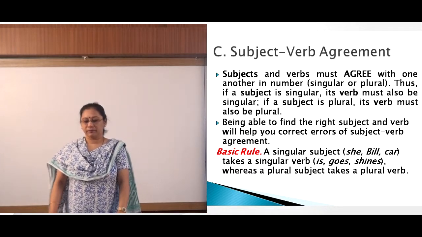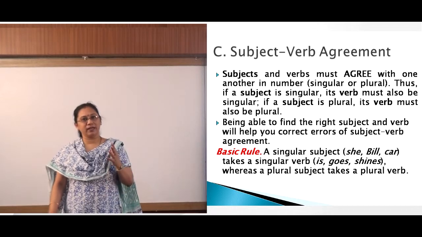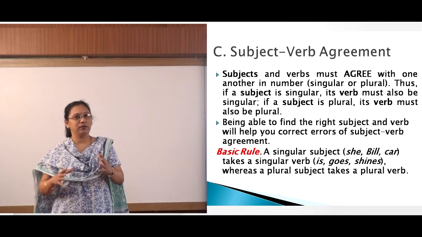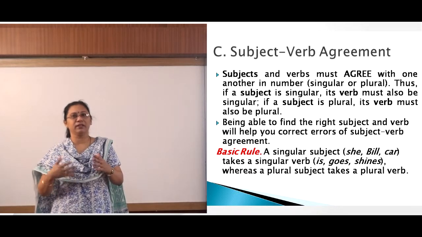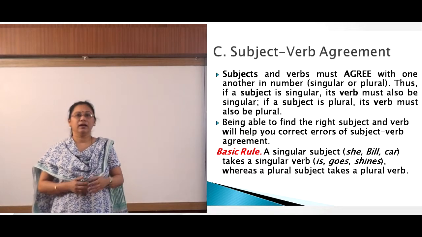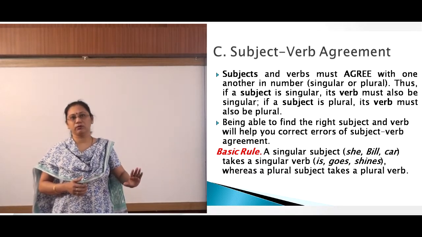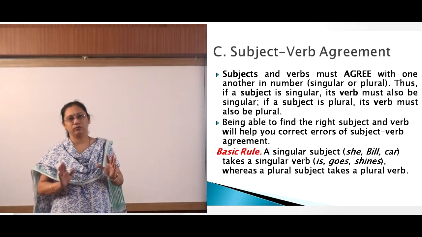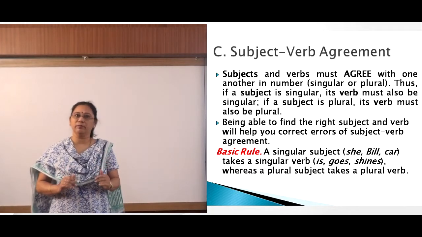So, being able to find the right subject and then matching the verb with it will help you eliminate many of the errors that arise because of subject verb disagreements. This is one of the basic rules that I am going to tell you today about subject verb agreements, the general rule that exists when you talk about subject verb agreements.